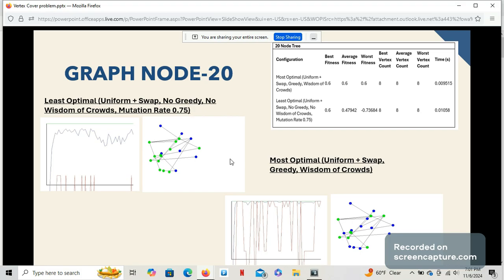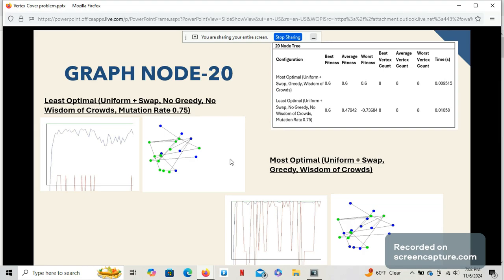This configuration led to a worse fitness score of negative 0.73684 with a large variation between best and worst scores, indicating instability. The fitness graphs show erratic fluctuations reflecting difficulties in maintaining consistent progress. In the vertex cover visualization, more nodes were selected than necessary, highlighting inefficient coverage and unreliable convergence. And the runtime was also slightly longer, at around 0.01058 seconds, due to excessive mutation affecting stability.